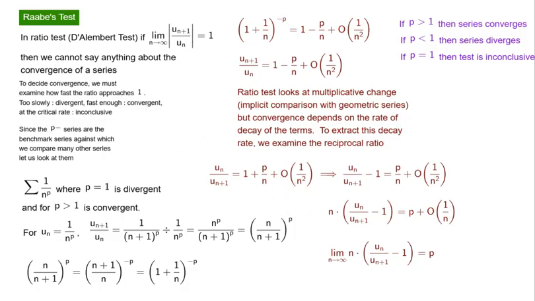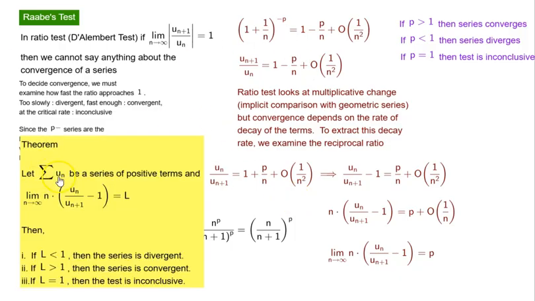Now let's write it in the form of a theorem. Let the series u sub n be a series of positive terms and the limit as n goes to infinity of n times u sub n by u sub n plus 1 minus 1 is equal to L. Then if L is less than 1, the series is divergent. If L is greater than 1, the series is convergent. And if L is equal to 1, then the test is inconclusive. Okay, that was a theorem, a formal definition.